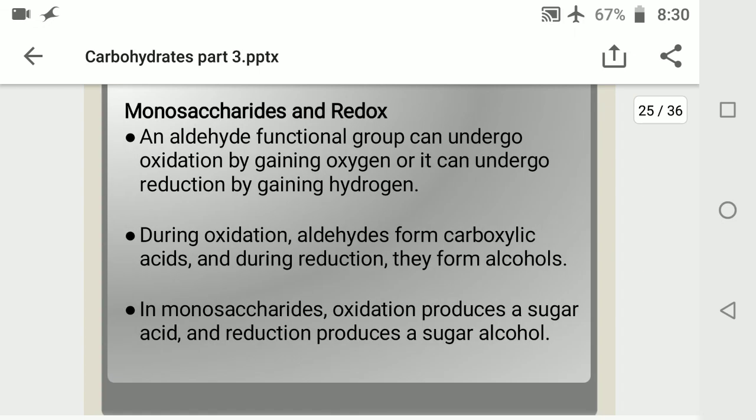Monosaccharides and redox. An aldehyde functional group can undergo oxidation by gaining oxygen, or it can undergo reduction by gaining hydrogen. During oxidation, aldehydes form carboxylic acids, and during reduction, they form alcohols. In monosaccharides, oxidation produces sugar acid and reduction produces sugar alcohol. See the reaction very carefully.